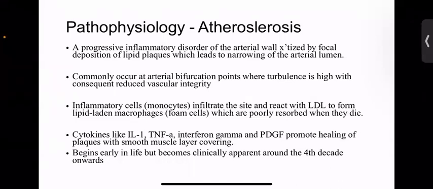Atherosclerosis is known to begin early in life, usually in the first decade, but will not show because of the slow and progressive nature of the disease progress until about the fourth decade and beyond, where it may begin to show in some people.